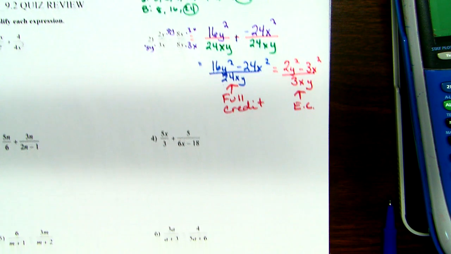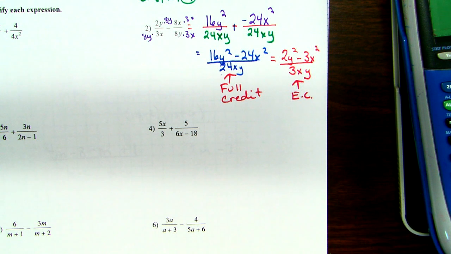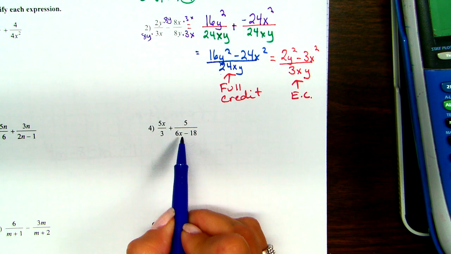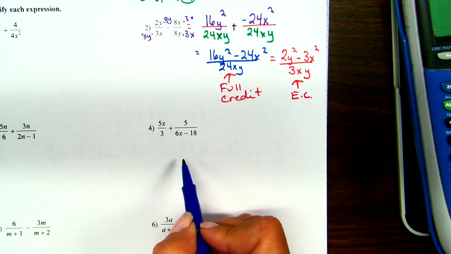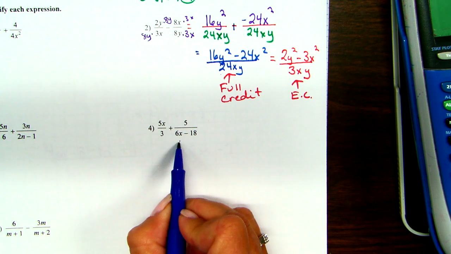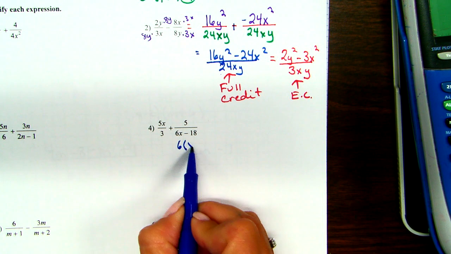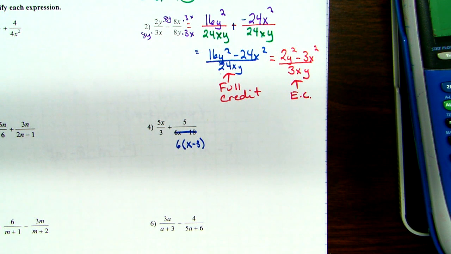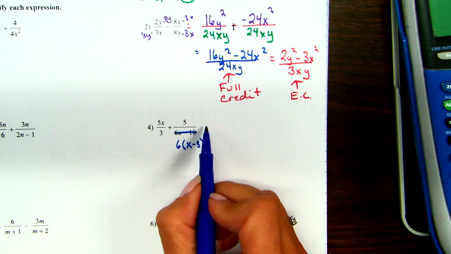Number 4, if there's something I can factor, I would want to do that. And I am able to factor that second denominator by doing the GCF. I'm going to factor a 6 out, and whatever's left over goes in parentheses. So you always want to factor just your denominators, never your numerators, as your first step. And then we go through that same process, okay?